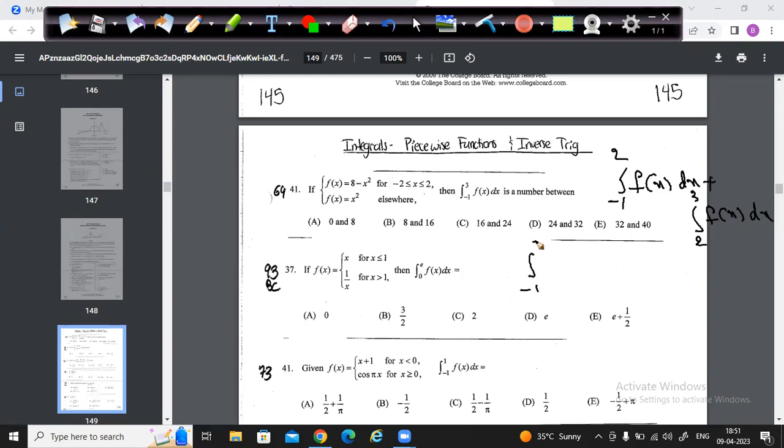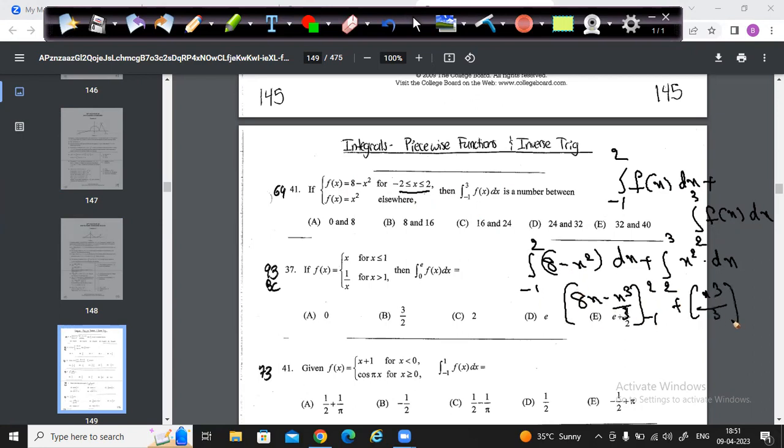The integral from minus 1 to 2 of f of x dx: he has clearly given that if the function is between minus 2 to 2, it is 8 minus x square. So 8 minus x square into dx. And from 2 to 3, he has given it as x square. So the integral from 2 to 3 of x square dx. So 8x minus x cube by 3 from minus 1 to 2, plus x cube by 3 from 2 to 3. So you find the integral value, you get the answer. It should be lying between those two values. Just simplify and see what answer you get. It is a number between them, some 10 or 12 or something. You can happily say that answer.